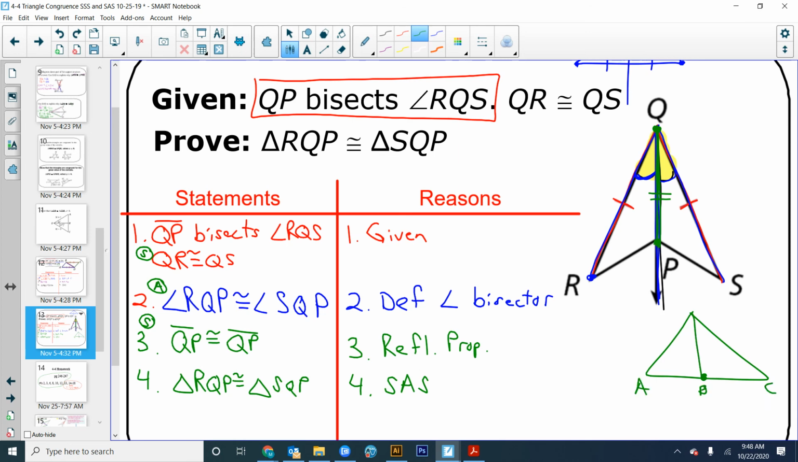let's test your memory from earlier this year. What if in the given it says B is the midpoint of AC? B is the midpoint of AC, given. What's the next step? AB is congruent to BC, reason: definition of midpoint. High five from a distance. Well done. Isn't that what a midpoint is?